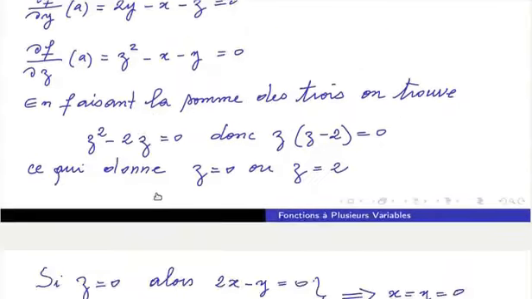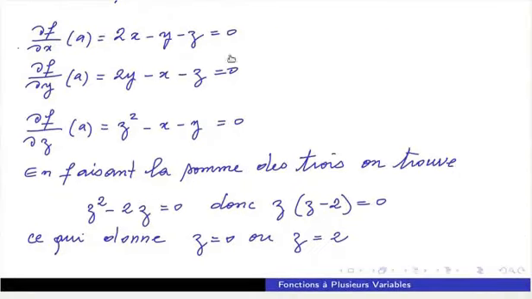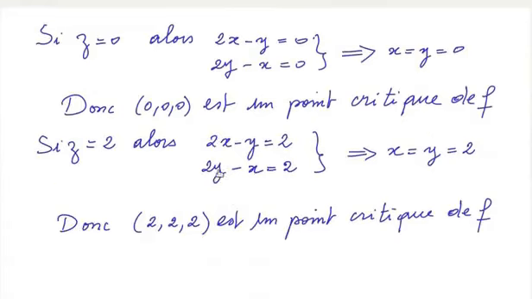If z equals 2x, when substituted into the first two equations, we obtain 2x minus y equals 2 and 2y minus x equals 2. By multiplying the first by 2 and adding the second, we find 3x equals 6, or x equals 2. By substituting, we have 4 minus y equals 2. Thus, y equals 2. And so we find the critical point (2, 2, 2).